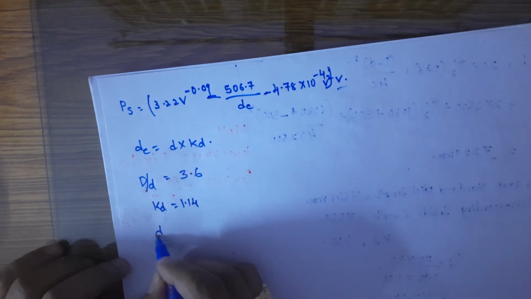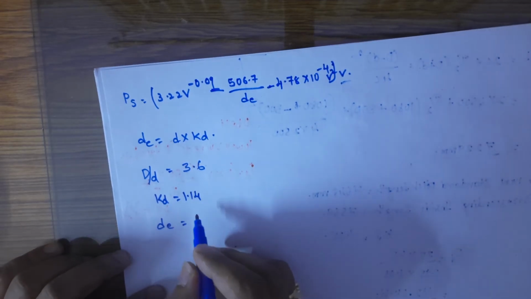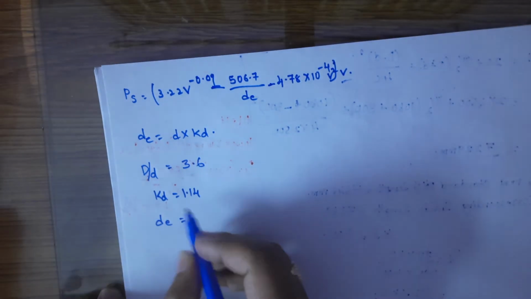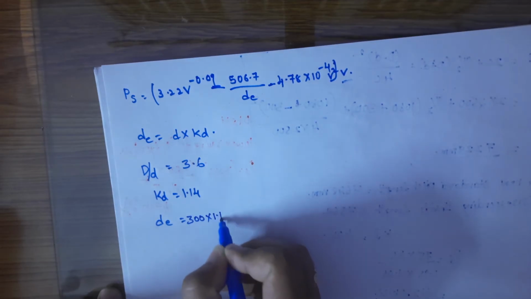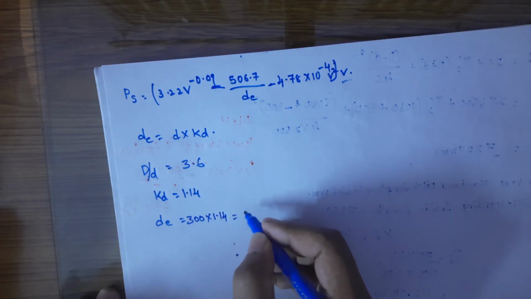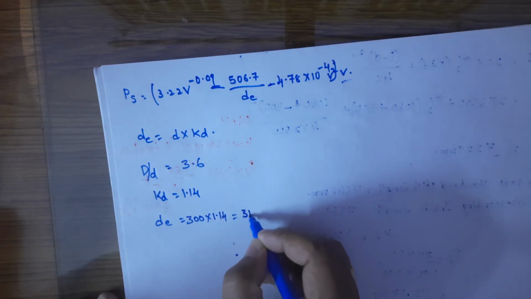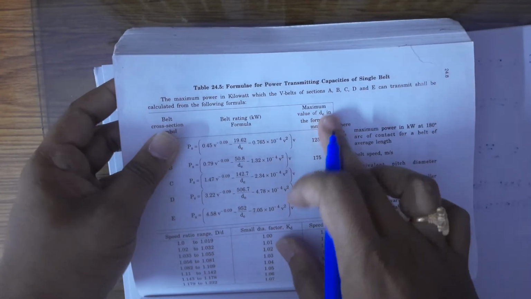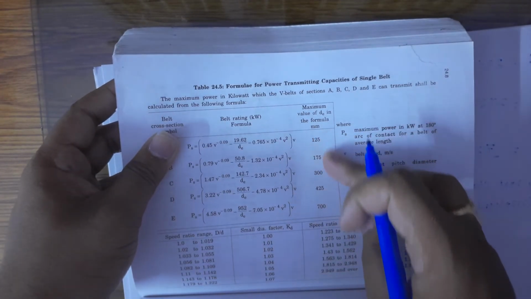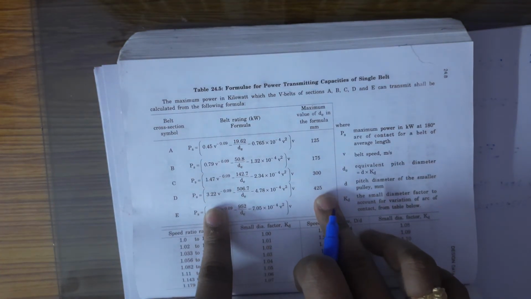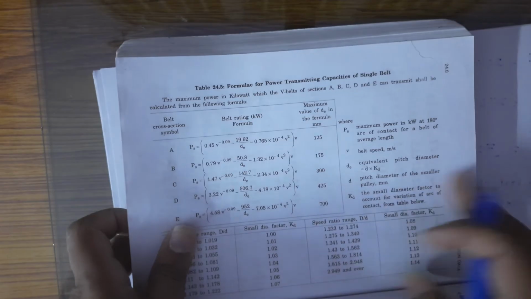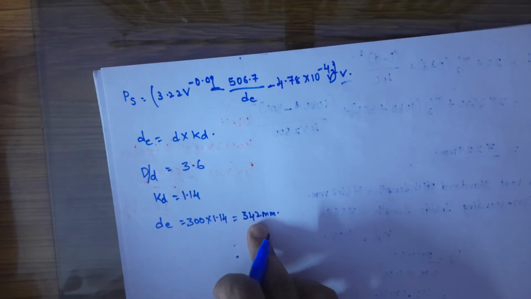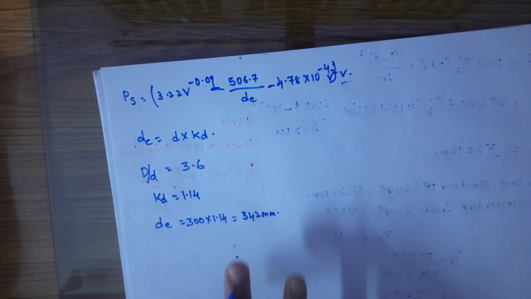We have to multiply that value with D. So DE is nothing but 300 into 1.14. I have got an answer of 342 mm. The maximum value of DE in the formula should not be more than 425. If it is more than that, we have to change everything. I have got 342, which is less than the maximum value, so that's why our design is safe.